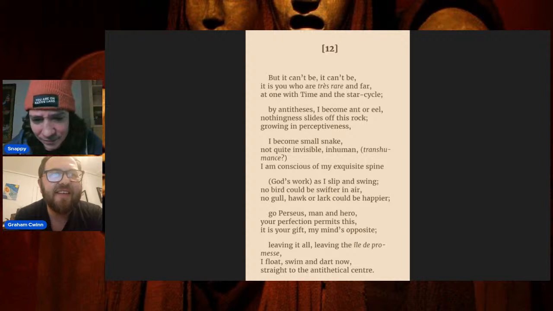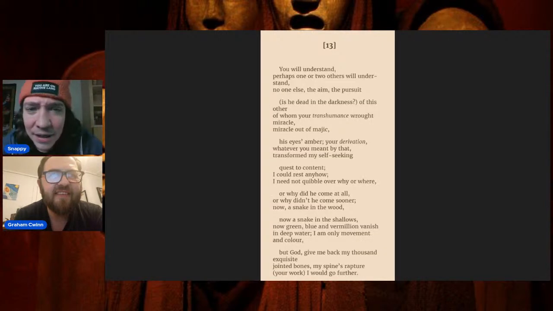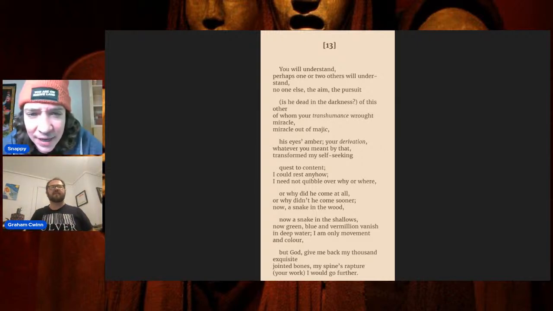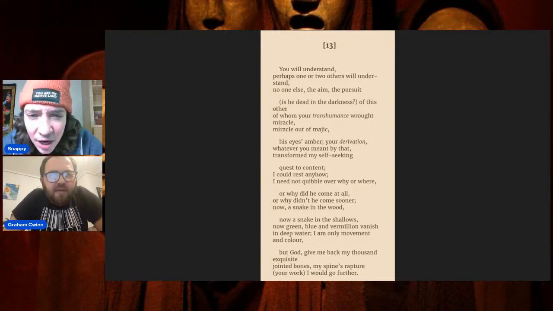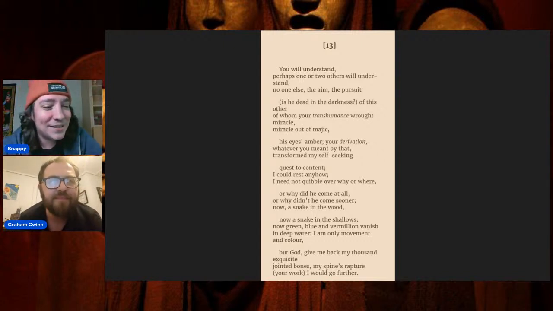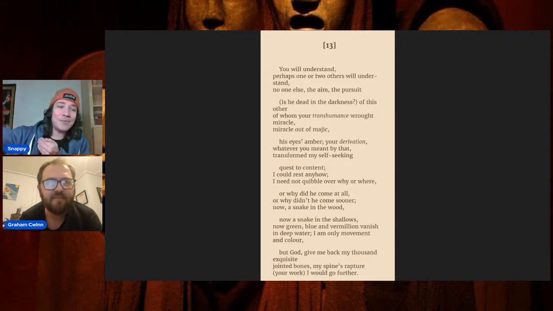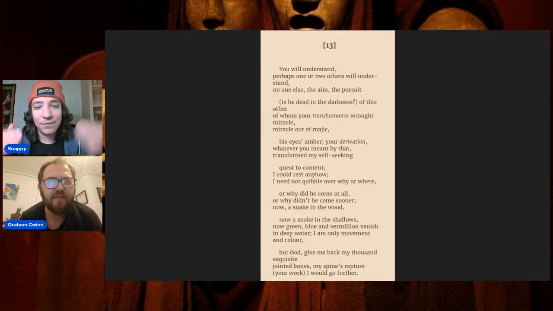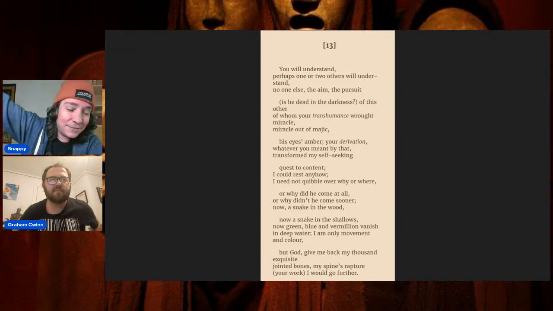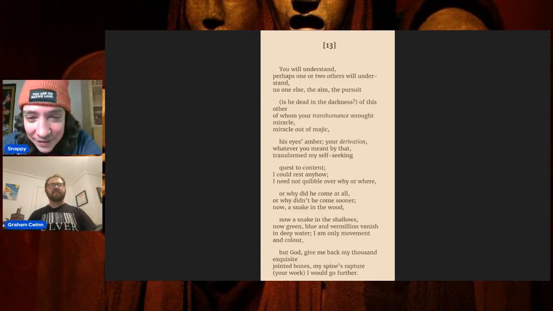Beautiful. I love it. Amazing. You will understand, perhaps one or two others will understand, no one else. The aim, the pursuit. Is he dead in the darkness? Of this other, of whom your transhumans brought miracle out of magic, right? You need to know the other. This is a thing we see constantly. This is why it's that male muse, you know? She's seeing herself as the absolute other, right? Where she is this motherly force who gives birth to art. This man in her life is that transcendent, deified other who ascends the mountain, you know? Different paths, different ways, right?